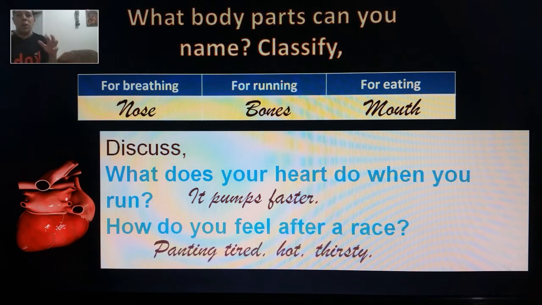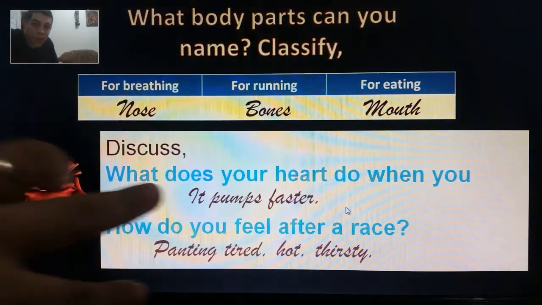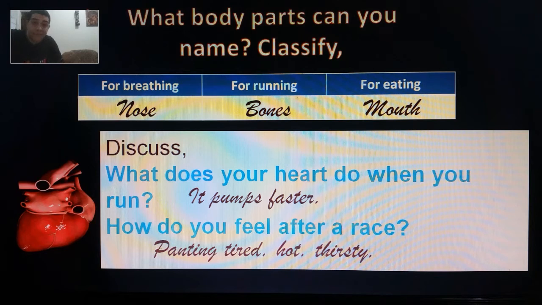Another question, what do you feel after a race, after a carrera? How do you feel? You feel panting, tired. You feel hot. And you feel thirsty. You feel really, really thirsty, huh? That's what you need. Okay, so you feel that. So you can write this on your book. Remember to use cursive for this.